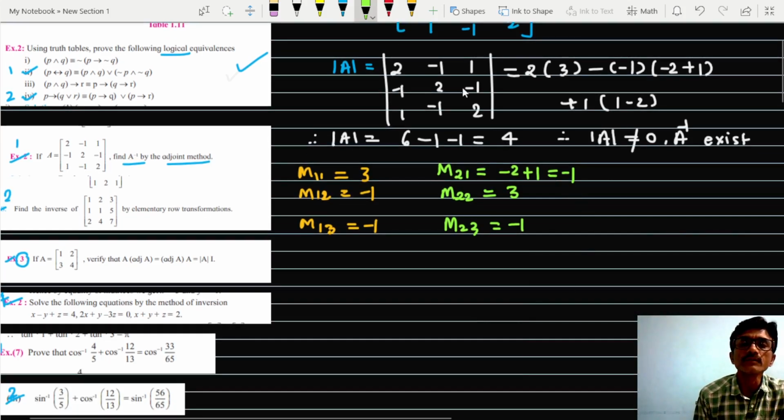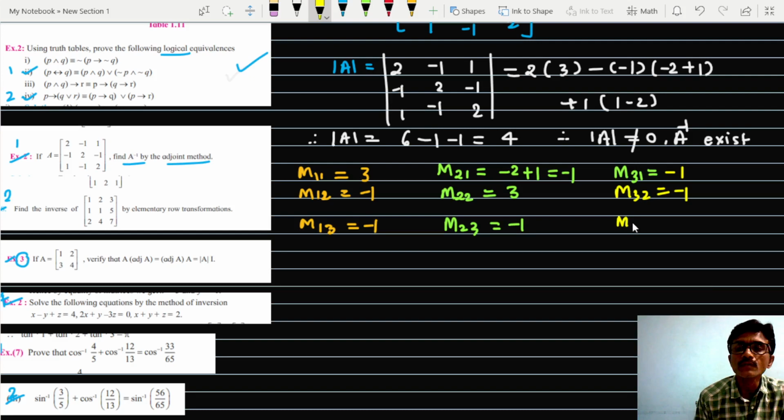Then minor of the element in third row. m31, what is this m31? That is 1 and minus 2, that is minus 1. m32 is the minor of this element, which is minus 2 plus 1. Then m33 is minor of this element, which is 4 minus 1, that is equal to 3. So these are the minors.